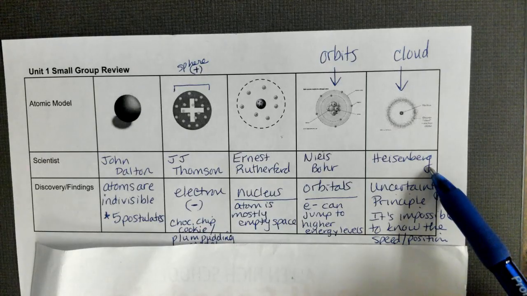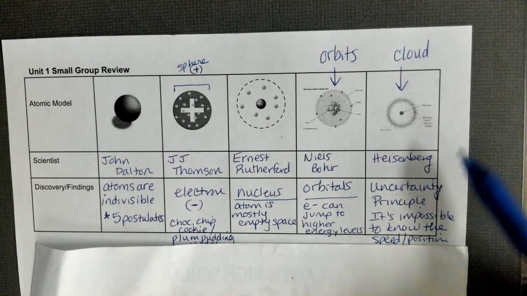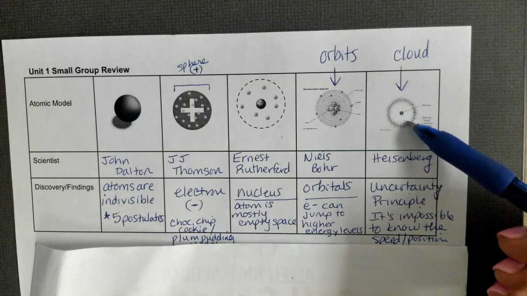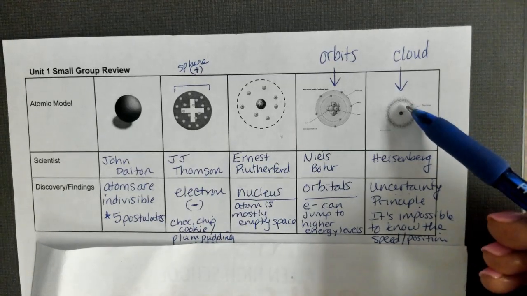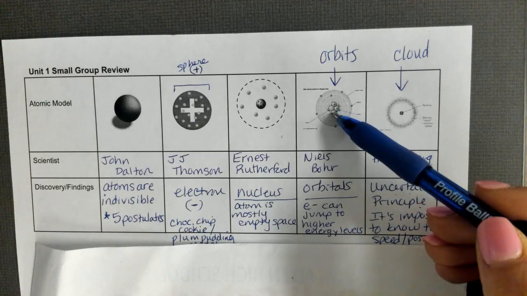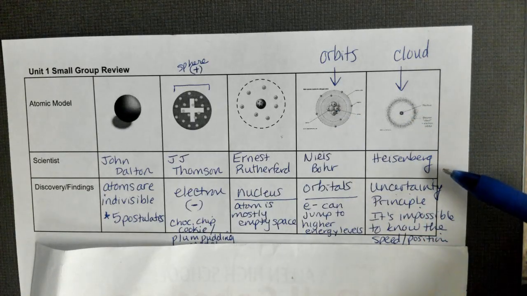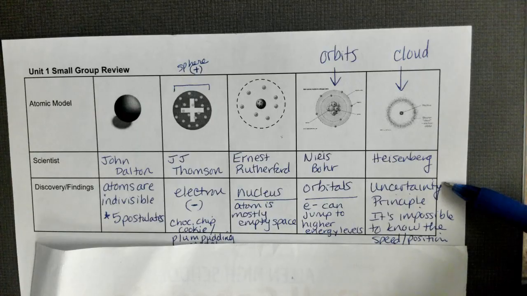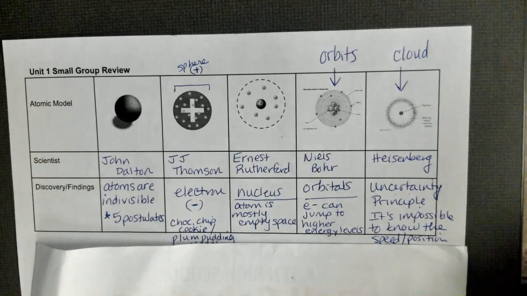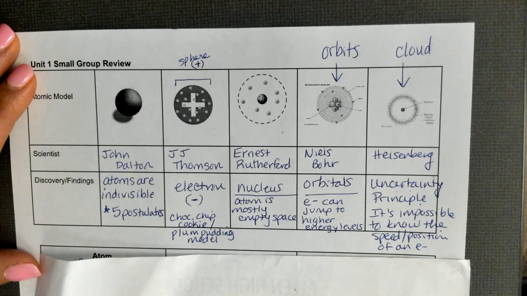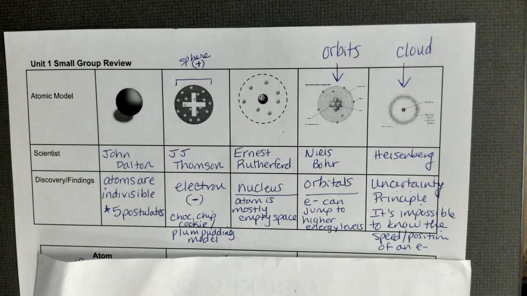And then our last model is Heisenberg, where he used quantum mechanics to develop this model, where he's saying that really electrons are not in these specific orbitals, but rather they're somewhere out there in the cloud. So he came up with the uncertainty principle, which states that it's impossible to know the speed and position of an electron. Okay, so that was notes 1.